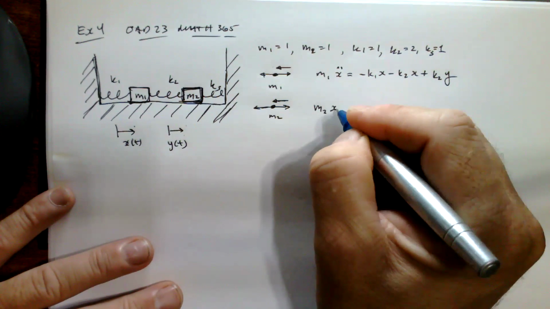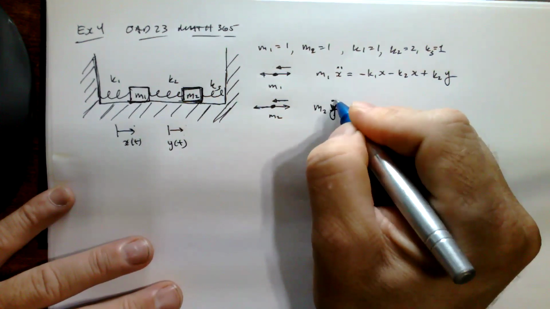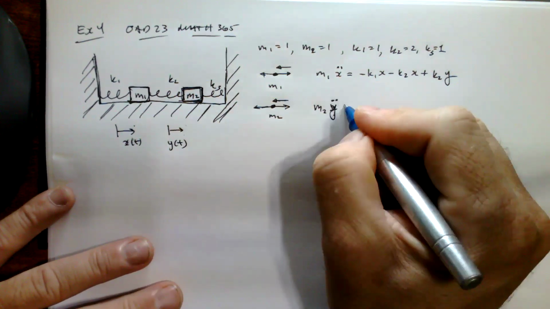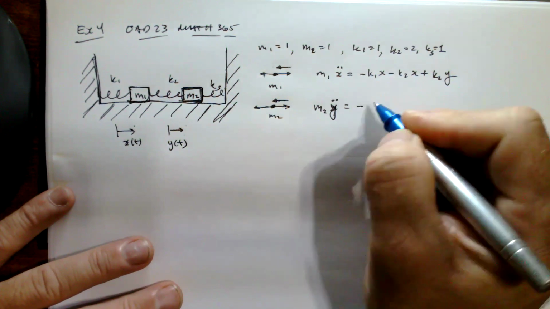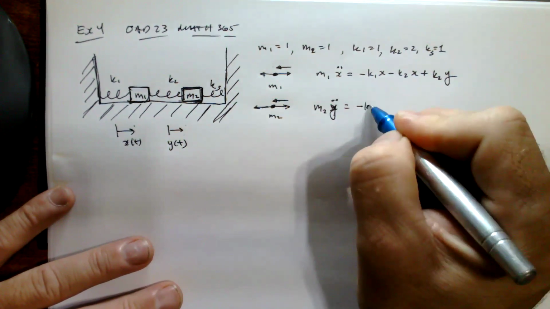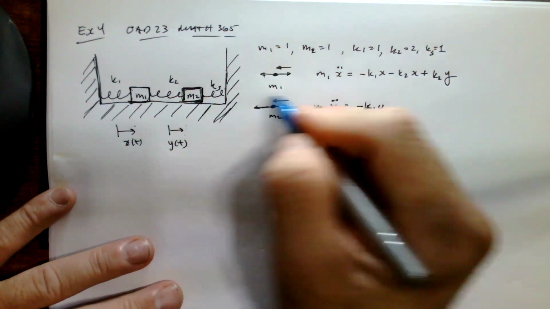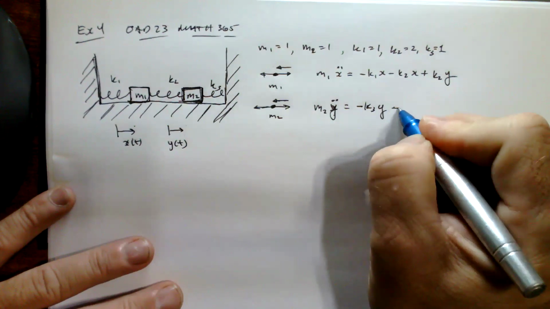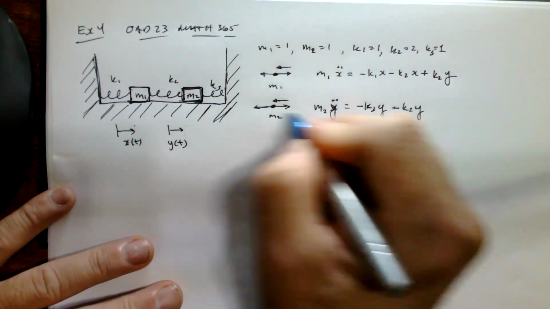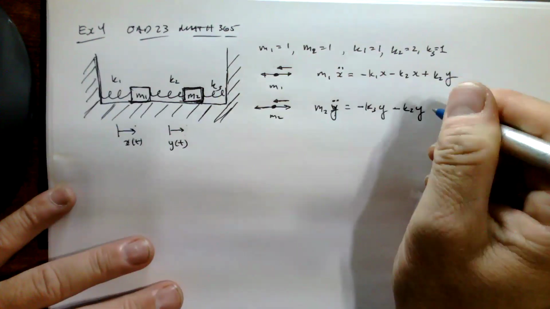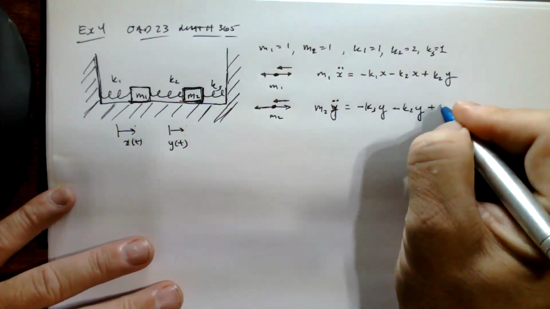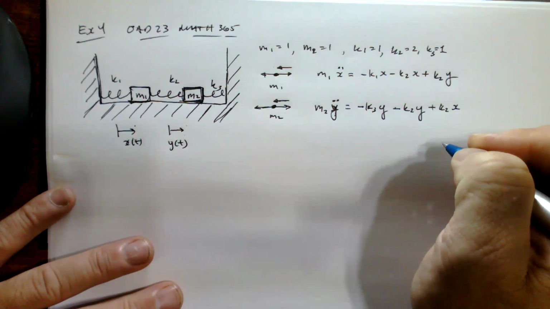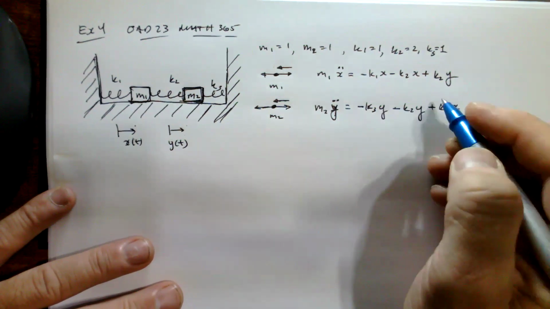So we have M2 y double dot, because we're talking about the motion for this one. This one gives us minus K3 times y, so that's the initial one here. Then if we look at the other ones, we have minus K2 times y, that's from the spring here. And then the one going back the other direction, we're going to have plus K2 times x. All right, so those are our two equations.